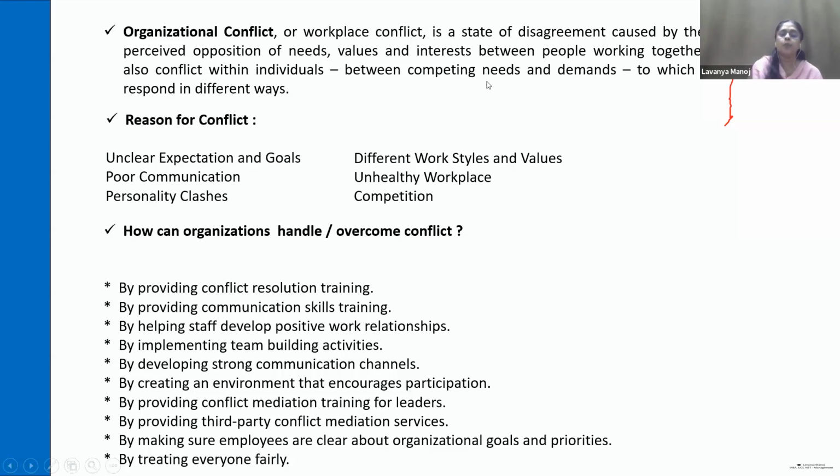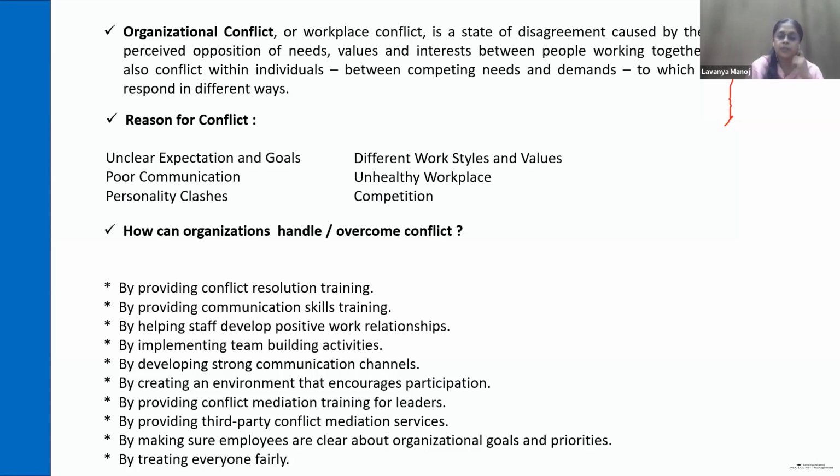If there is good, proper, professional communication, most of the conflicts will not happen. So proper communication skills training can be given, and helping staff develop positive work relationships. Positive work relationships can be developed by implementing team building activities. So making them work in teams and giving some special tasks other than the work, like fun tasks, to cheer them up and make them comfortable in the workplace and comfortable with the other employees and other departments in the organization.